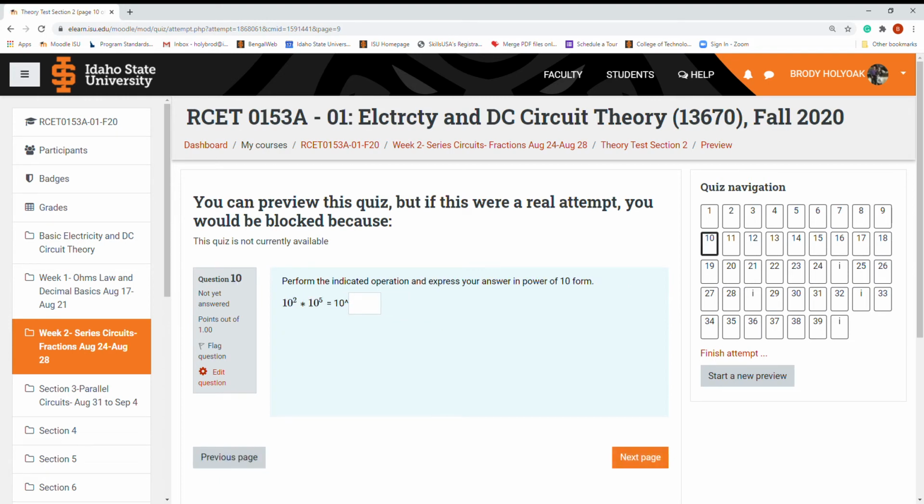Okay, perform the indicated operation and express your answer in a power of 10 form. When you're multiplying, what do you do if they have the same base? Add the exponents. So this becomes 10 to the 7th.